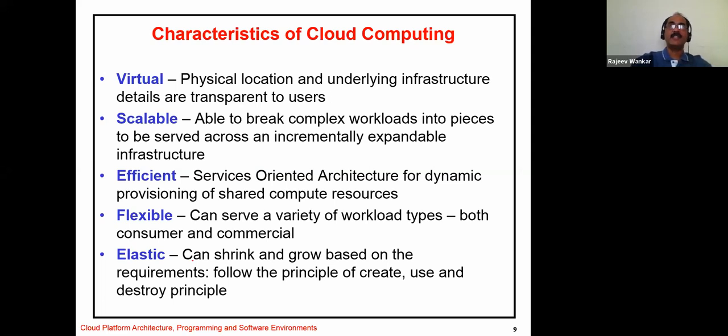It is flexible in nature because it can have a variety of workloads, of a consumer kind or a commercial kind, and it is elastic in nature. Elasticity is one of the very important aspects of cloud computing, which shrinks and grows based upon the requirement, following the principle of create, use, and destroy. And elasticity is one of the toughest challenges actually, because there is a lot of AI-based work going on in this particular area.